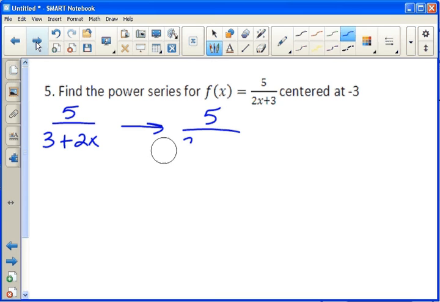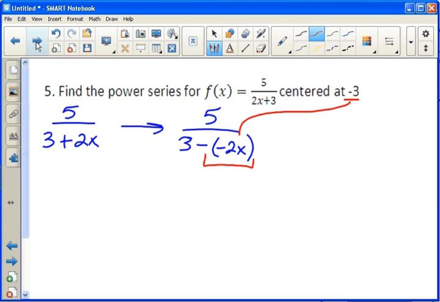My third step is to fix the center. When I look just at this portion in parentheses, only the part I've got marked in red, I need, when I plug in my center, to get 0. Well, if I plug -3 in for x right now, I would get -2 times -3, which is +6. I need to get 0. So the way to change that is to subtract 6 from both sides. So I change it to -2x minus 6.